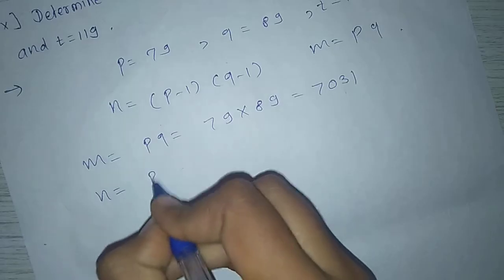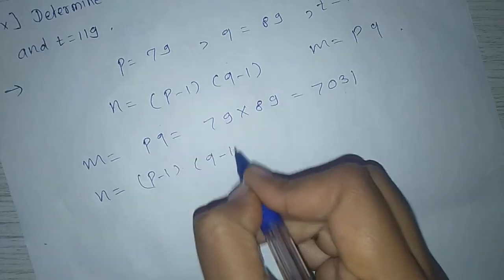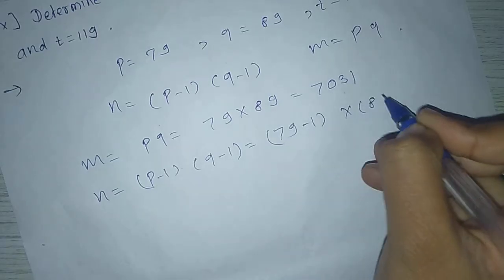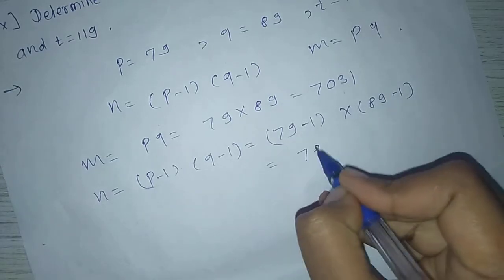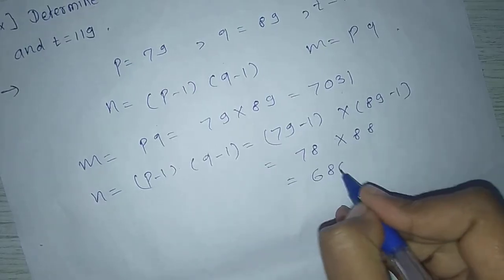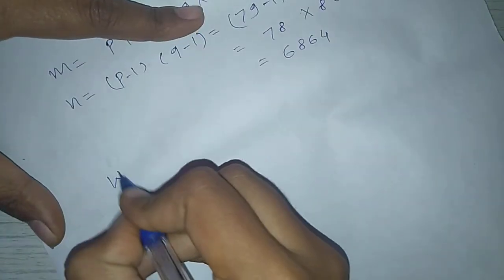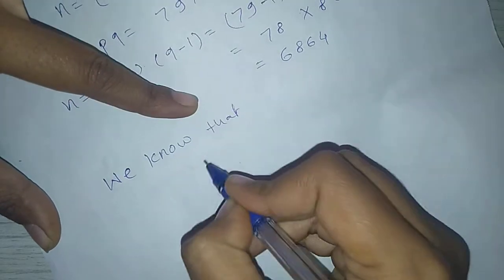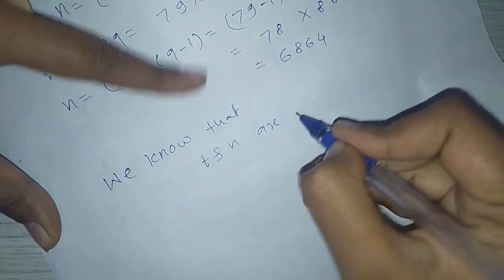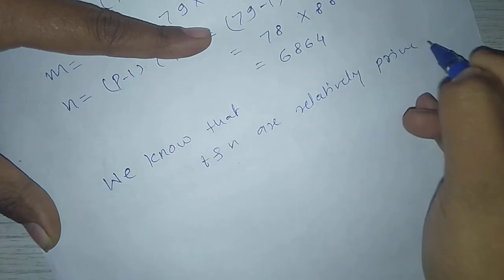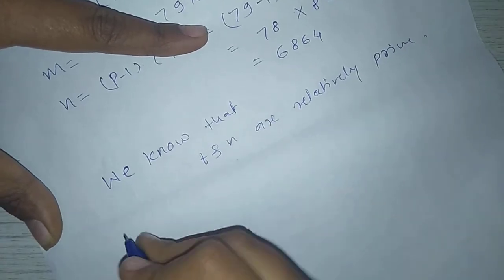N equal to (p minus 1) into (q minus 1) is (79 minus 1) into (89 minus 1) equal to 78 into 88, which is equal to 6864. We know that t and n are relatively prime. Therefore, we find multiplicative inverse.